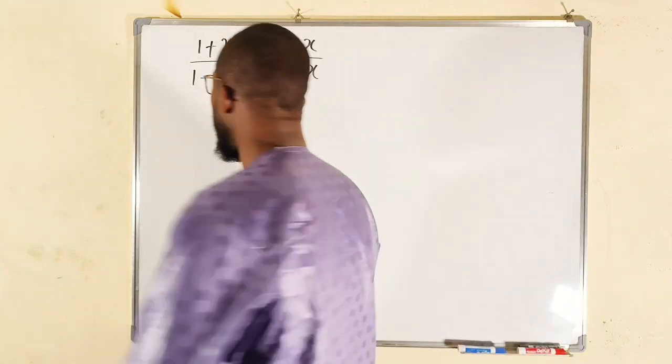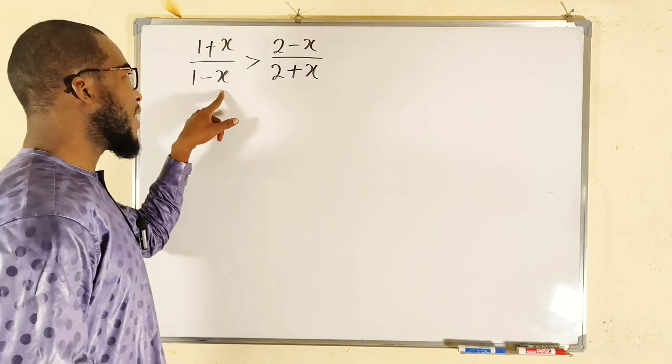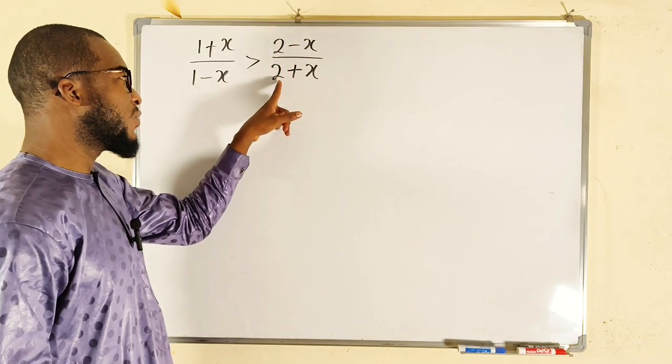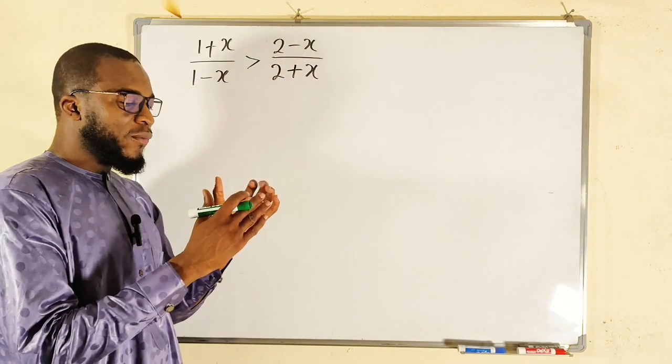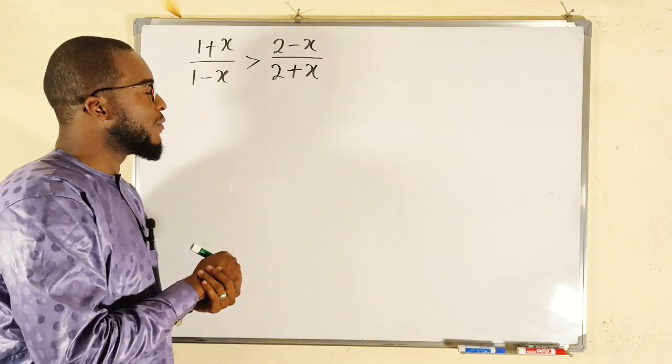Alright, let's get started. We have the inequality (1 + x)/(1 - x) > (2 - x)/(2 + x), and we are looking for the range of possible values of x that can satisfy the inequality.